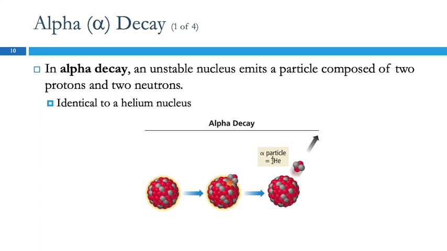Okay, so the first type we're going to talk about is alpha decay. And here, an unstable nucleus is going to emit a particle composed of 2 protons and 2 neutrons. 2 protons and 2 neutrons is the same as a helium nucleus. A helium atom also has 2 electrons, but if you don't have the electrons, it's a helium nucleus. And so this is given the symbol He, mass number of 4, atomic number of 2. That is the symbol for the alpha particle. So we have this unstable nucleus, and it just spits out this particle of 2 protons, 2 neutrons.